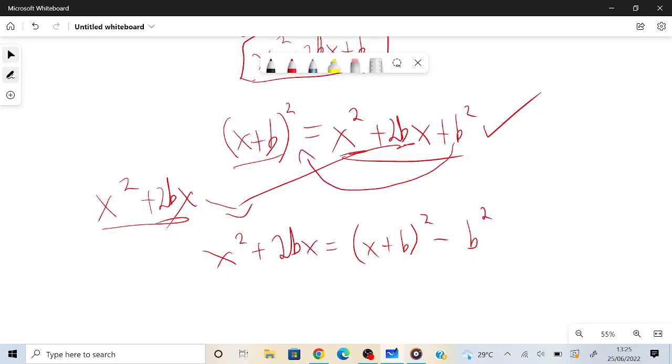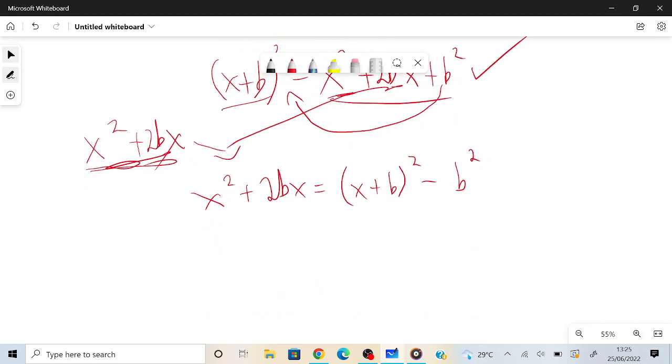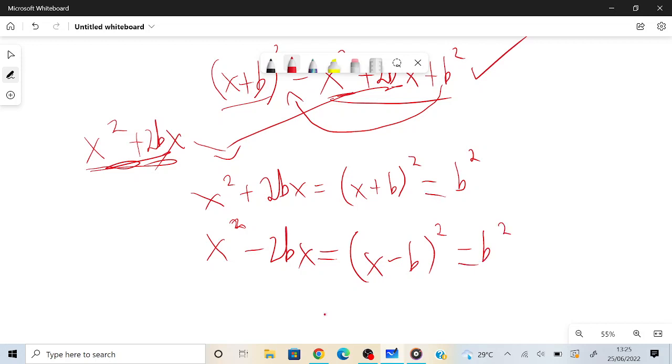So if I were told to factorize or complete the square of something like this, I simply know that I just have to take the b squared over here and this becomes minus. Similarly, if it was something like x squared minus 2bx rather than plus 2bx, this would simply become x minus b squared minus b squared.